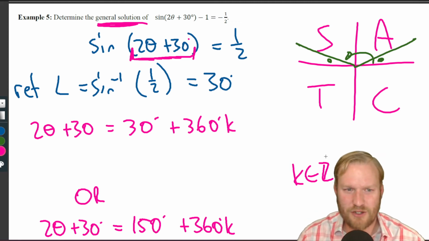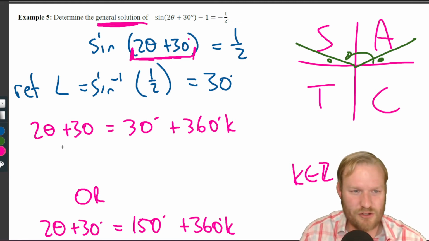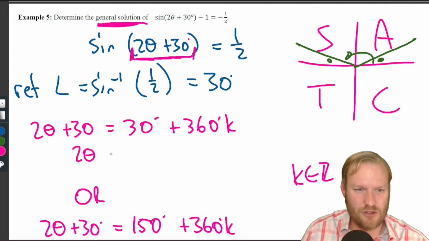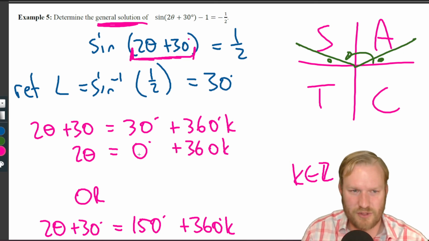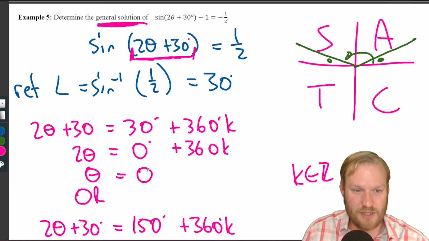So 2 theta plus 30 equals 30. Well, here's just a little equation to solve. So let's solve our equation. 2 theta plus 30, subtract 30 from both sides. 2 theta equals 0 degrees plus 360k, because we've subtracted 30 from both sides. Divide both sides by 2, and theta equals 0 degrees plus 180k.